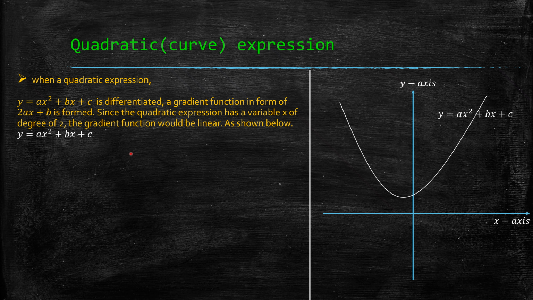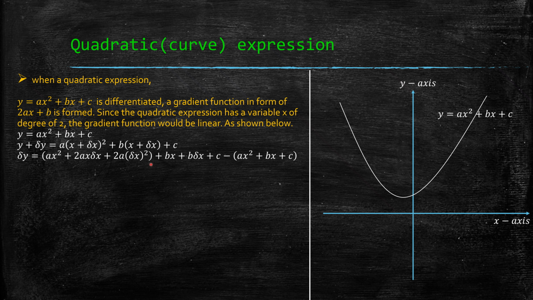Now when we take that this is our function y is equal to ax squared plus bx plus c, we say that our very first step is to introduce small increments. Therefore, it's going to become y plus small change in y is equal to a into x plus small change in x, which is squared, plus b into x plus small change in x plus c. We say that our next step is to make small change in y the subject. That means that we are going to have our expression.